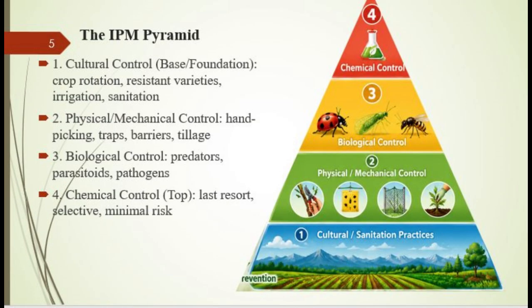Understanding the IPM pyramid. Students, look carefully at this pyramid. Notice that it has 4 levels. The pyramid teaches us a very important rule. We should always begin with prevention and use chemical pesticides only as a last option. As we move upward, the amount of intervention increases. The toxicity and cost generally increase. The environmental friendliness decreases. The pyramid reminds us: prevent first, spray last.